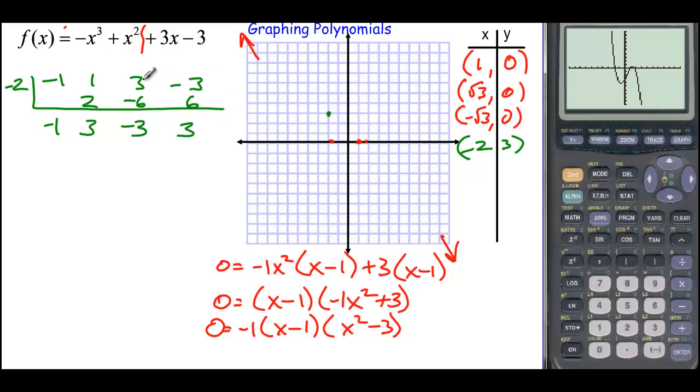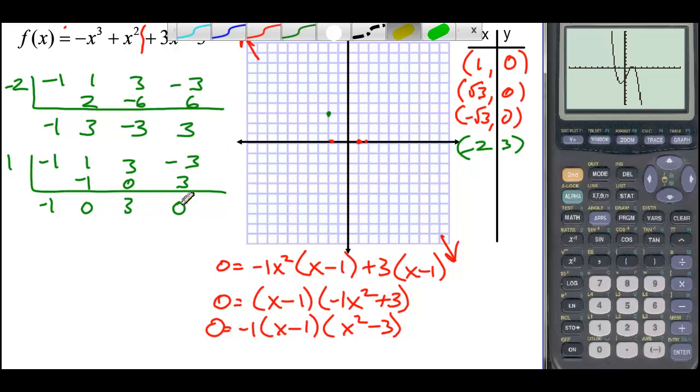Now let's test this point, 1, 0, and see if that was actually the case. I'm going to use my same coefficients again and test 1. Notice this time we get a solution of 0. There's my output, there's my input, and we can see that right there. A great example of how we can use synthetic division to test those solutions.